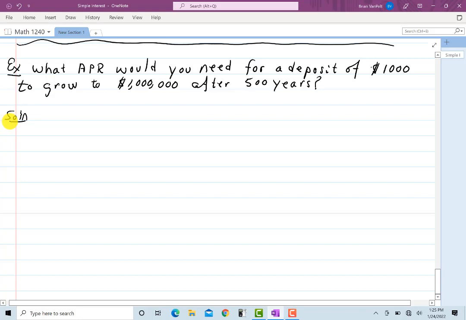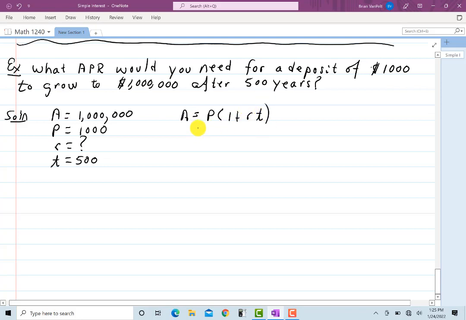So let's see what information we have. The amount we want it to grow to is 1 million. Here the principal is 1,000. The rate is what we're trying to figure out, and the time equals 500. So my A equals P times 1 plus RT. The P is equal to 1,000. R don't know, times 500. And the A was 1 million.